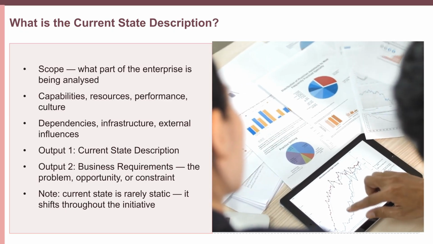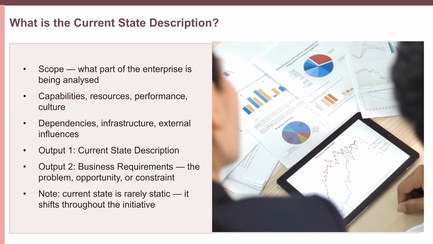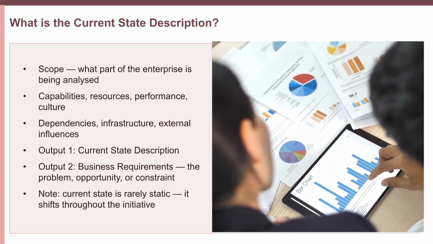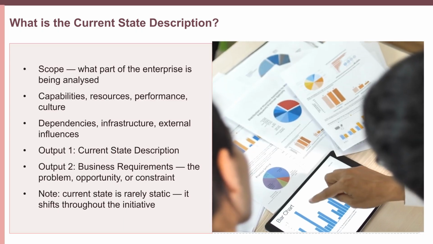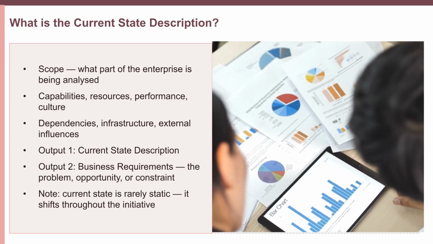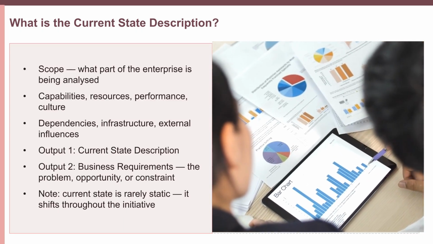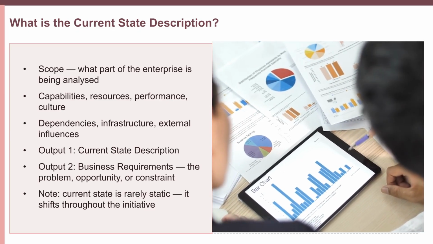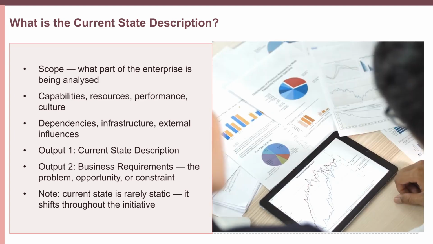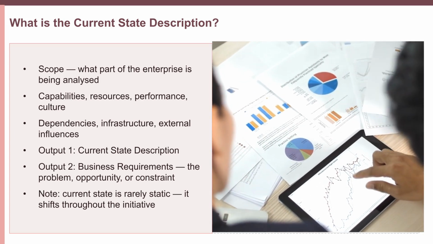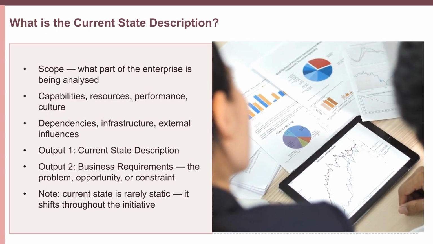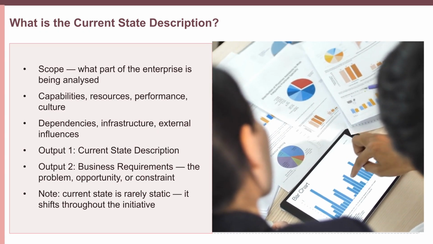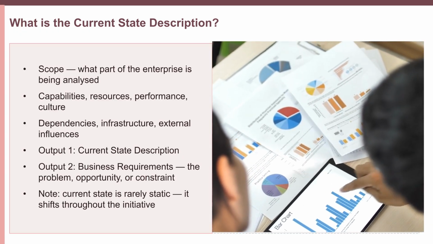Analyzing the current state means building a structured understanding of the enterprise as it exists today, not as stakeholders imagine it, not as it used to be, and not as anyone hopes it will become. The current state description captures 8 categories: scope, capabilities, resources, performance, culture, dependencies, infrastructure, and external influences. 2 outputs: the current state description and business requirements, the problem, opportunity, or constraint that emerges from understanding the current state. Important nuance: the current state is rarely static.